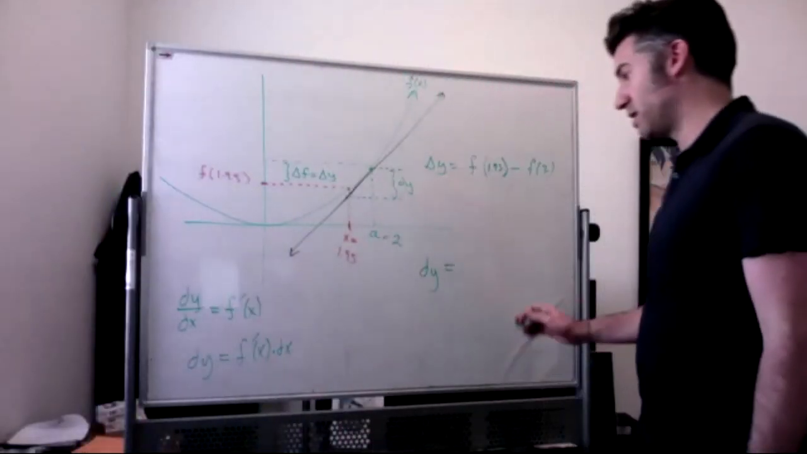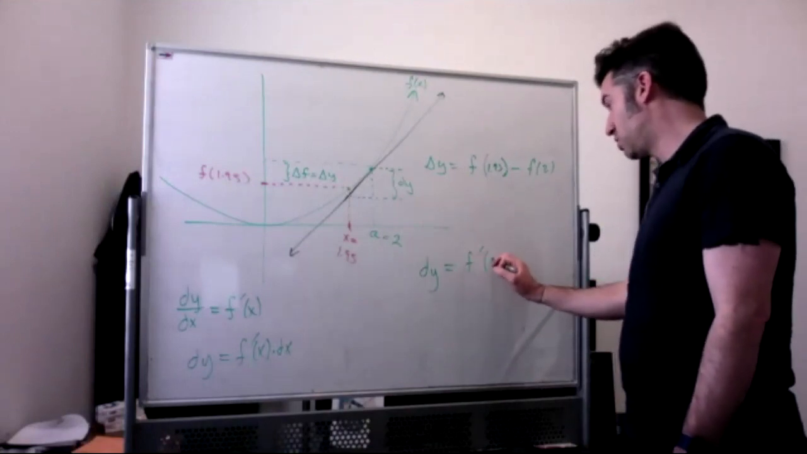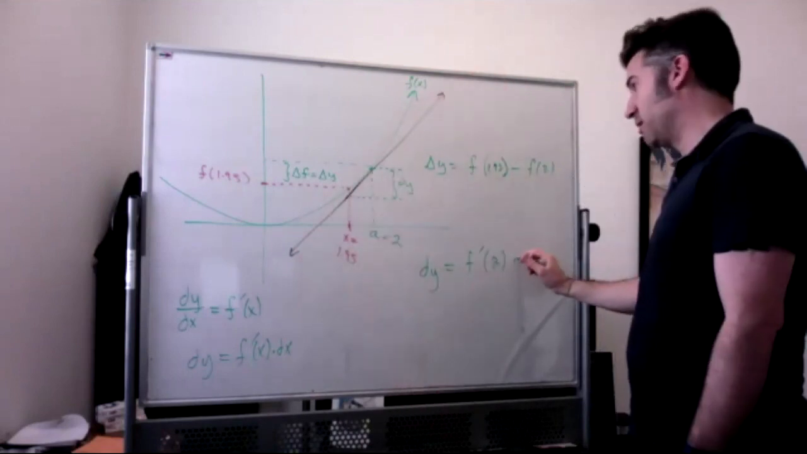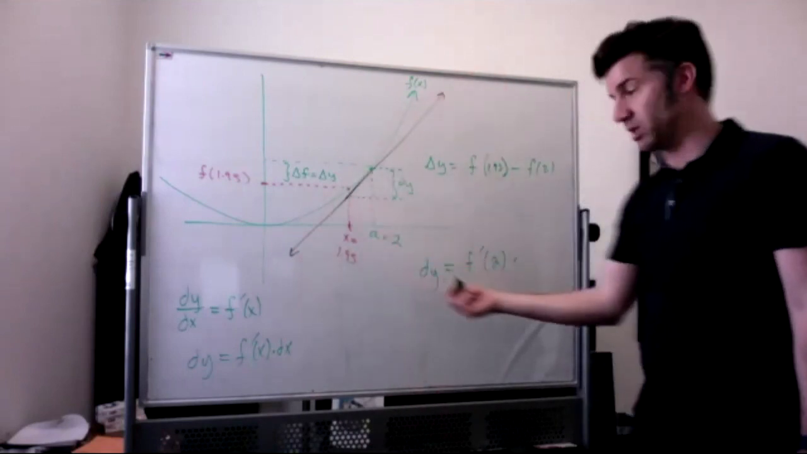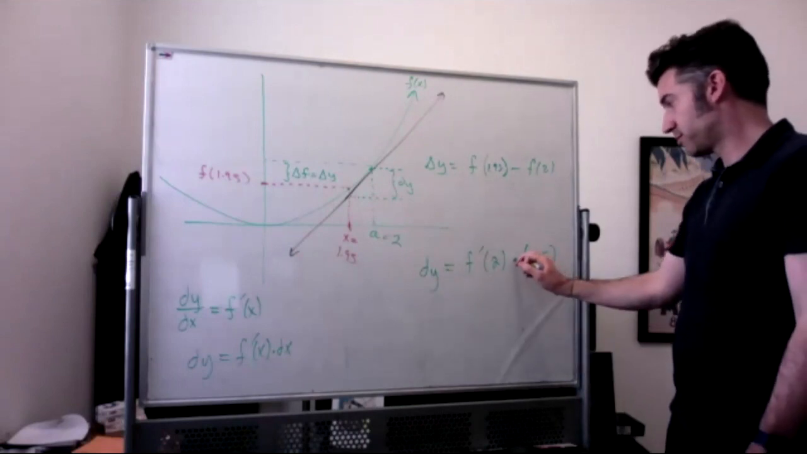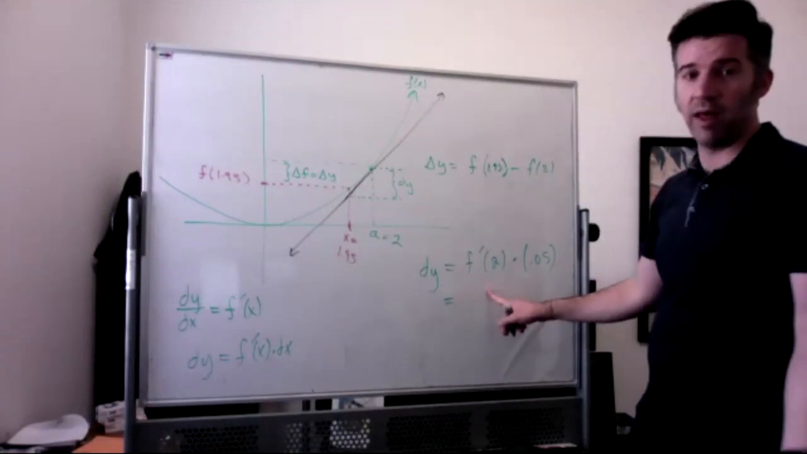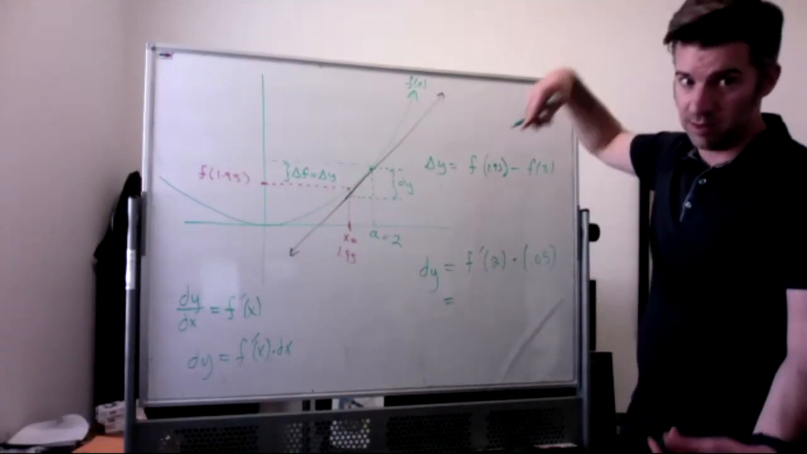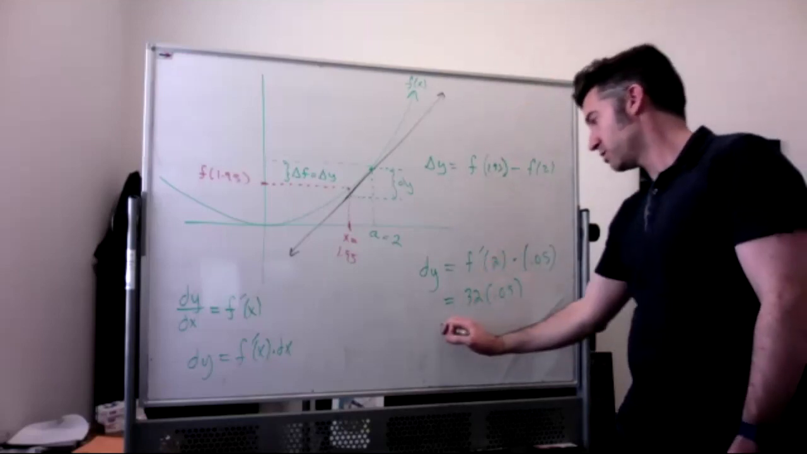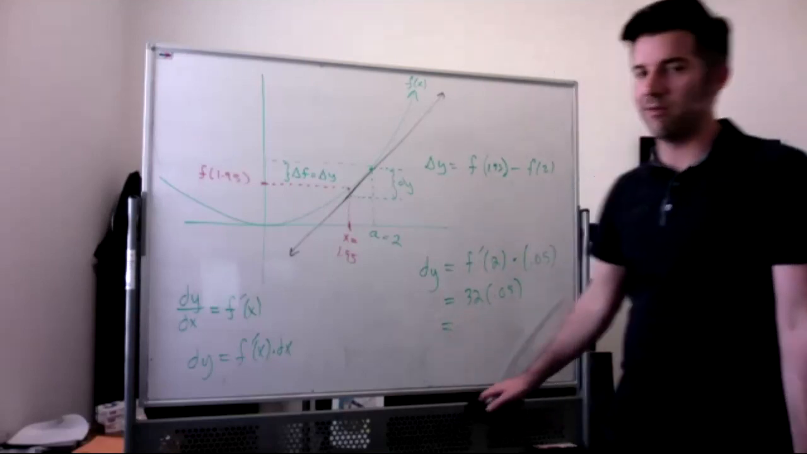So dy is equal to, in this particular case, f prime of 2, right? That's the slope of this line, times the change in x, which is 0.05. So in this particular case, we already know that f prime of 2 is 32, right? We did it on the other side, times 0.05.